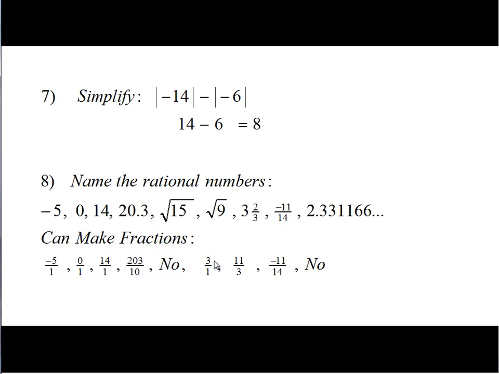Square root of 9 is 3. You can make that 3 over 1. 3 times 3 is 9, plus 2 is 11 thirds. That's a fraction. 11 fourteenths is a fraction. This is a decimal. You cannot turn into a fraction because you don't know what to put on the bottom. It never stops, so it's not. So I'm going to take the ones that were, which are the negative 5, the 0, 14, the 20.3, the square root of 9. Those are rational. 3 and 2/3 and the 11 fourteenths.